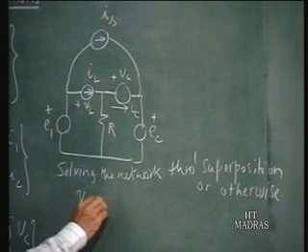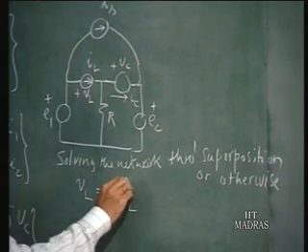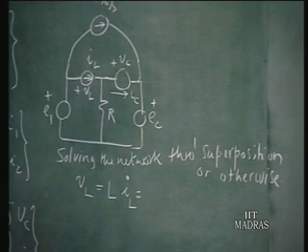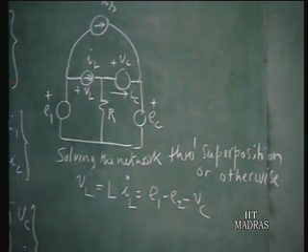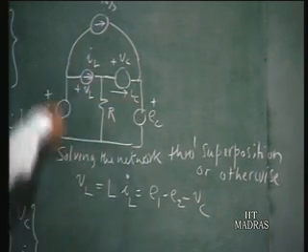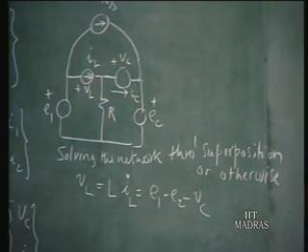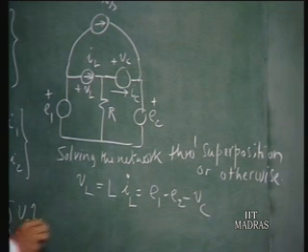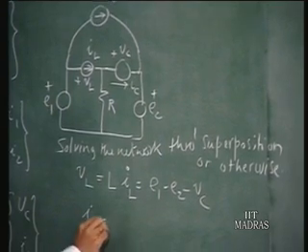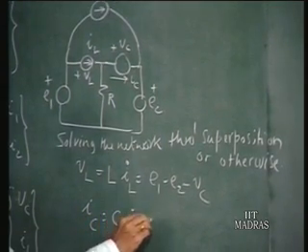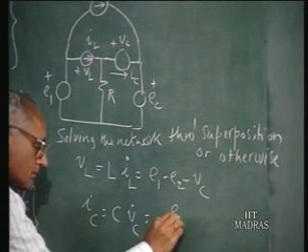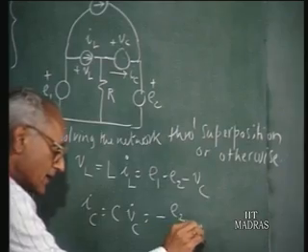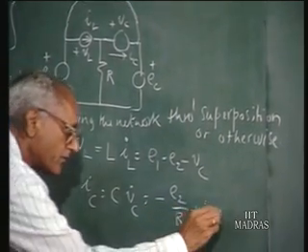VL turns out to be, VL of course is L IL dot, that we know. This turns out to be E1 minus E2 minus VC. That you can see from this loop. VL equals E1 minus E2 minus VC. So we have got an equation for IL dot. Similarly, IC, the current which is C VC dot, the current here is C times VC dot, can be shown to be minus E2 by R plus IL minus VC by R.